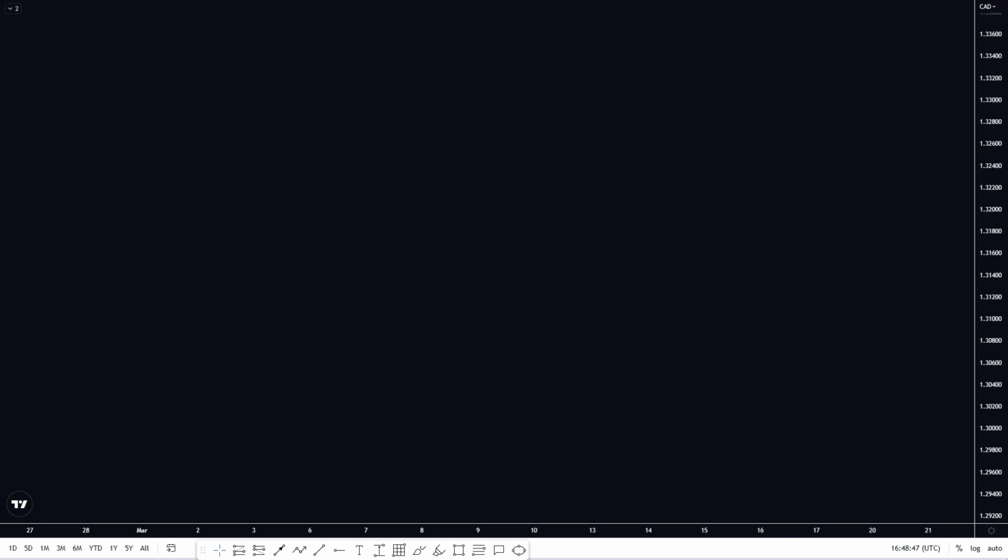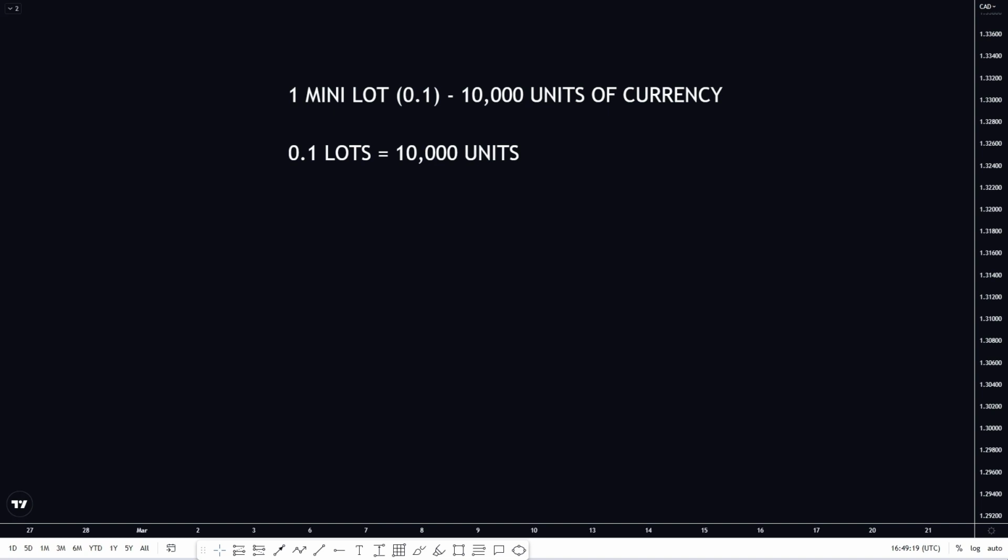Okay, so to be able to work out what our 1 pip value actually is based on a 0.1 lot size, the first thing we need to do is identify what 0.1 actually is as a unit of currency. So we know that 1 mini lot, which is 0.1 lot size, is equivalent to 10,000 units of currency. Now, if you want it in dollars, then when dollar is the first currency in a pair, for example, dollar CAD, the first thing you want to do is find the actual value of the dollar CAD and what it actually represents.